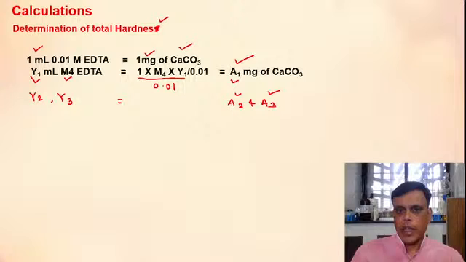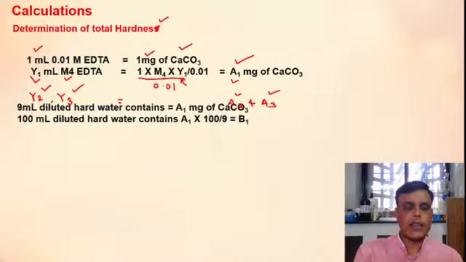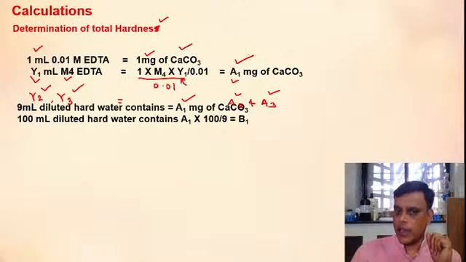How does a1 come? By putting the value of y1. How will a2 come? By putting the value of y2, and a3 by putting the value of y3. Okay? So in this way you have to calculate a1, a2, a3. And then next, 9 ml of diluted hard water sample contains a1 milligram of calcium carbonate. We had taken 9 ml for a1.